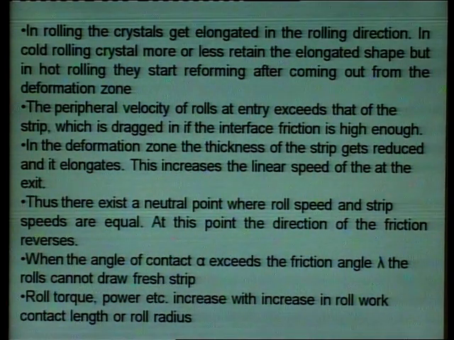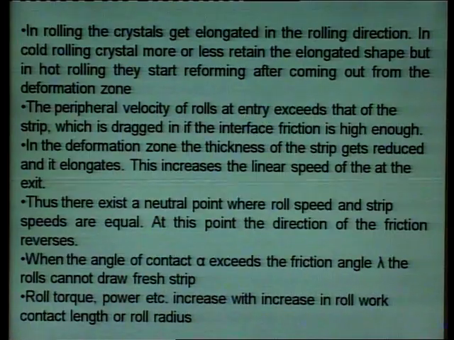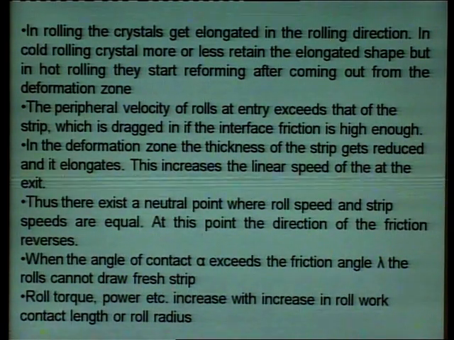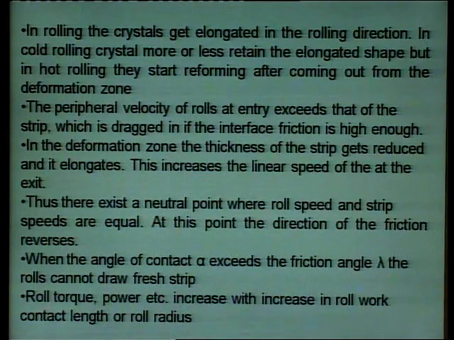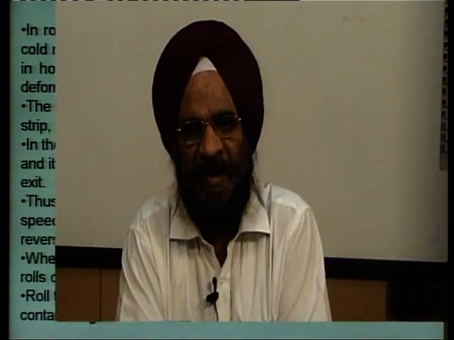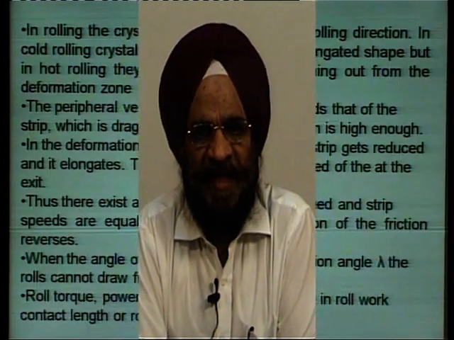In rolling, the grain structure gets refined. In rolling, the crystals get elongated in the rolling direction. In cold rolling, crystals more or less retain the elongated shape, but in hot rolling they start reforming after coming out of the deformation zone. That means we can have both hot rolling and cold rolling processes.